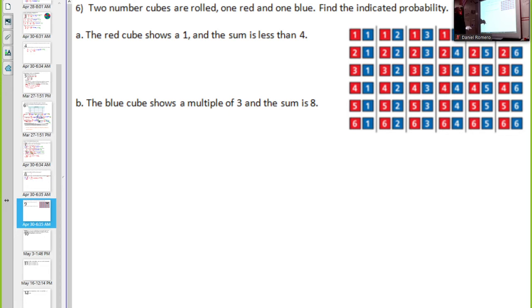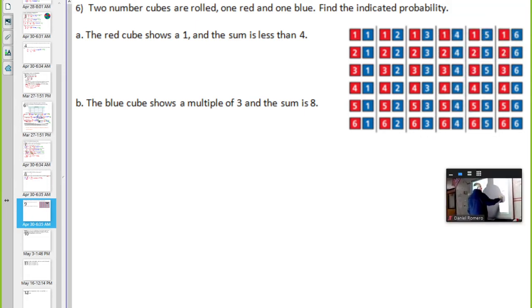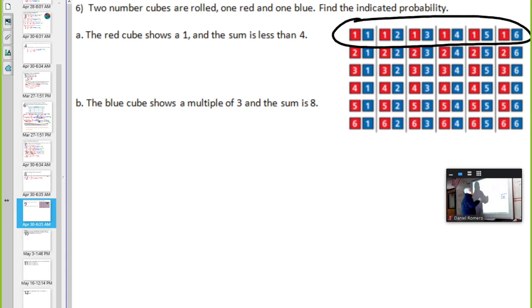So remember, this is an "and." We're looking for the intersection. So we only want to look at the ones where the red cube shows a 1. Okay, so that can only be here. How many of those are there? How many do you have that the red cube shows a 1? Yeah, 6. And by the way, how many are there in total? Yeah, so there's going to be out of 36.